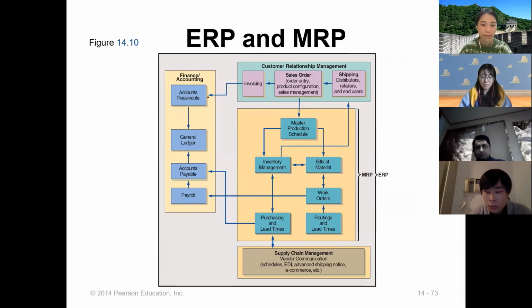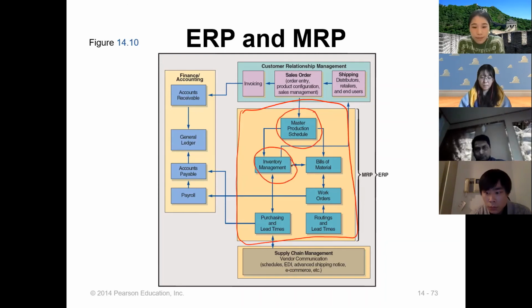So this is the whole. Imagine this is a big system, a software. This is the MRP, and MRP is only here, which is the master production schedule. Then you have inventory, the bill of material, the work orders, routing and lead time. Routing means the sequence of production, purchasing and lead time of the purchasing.